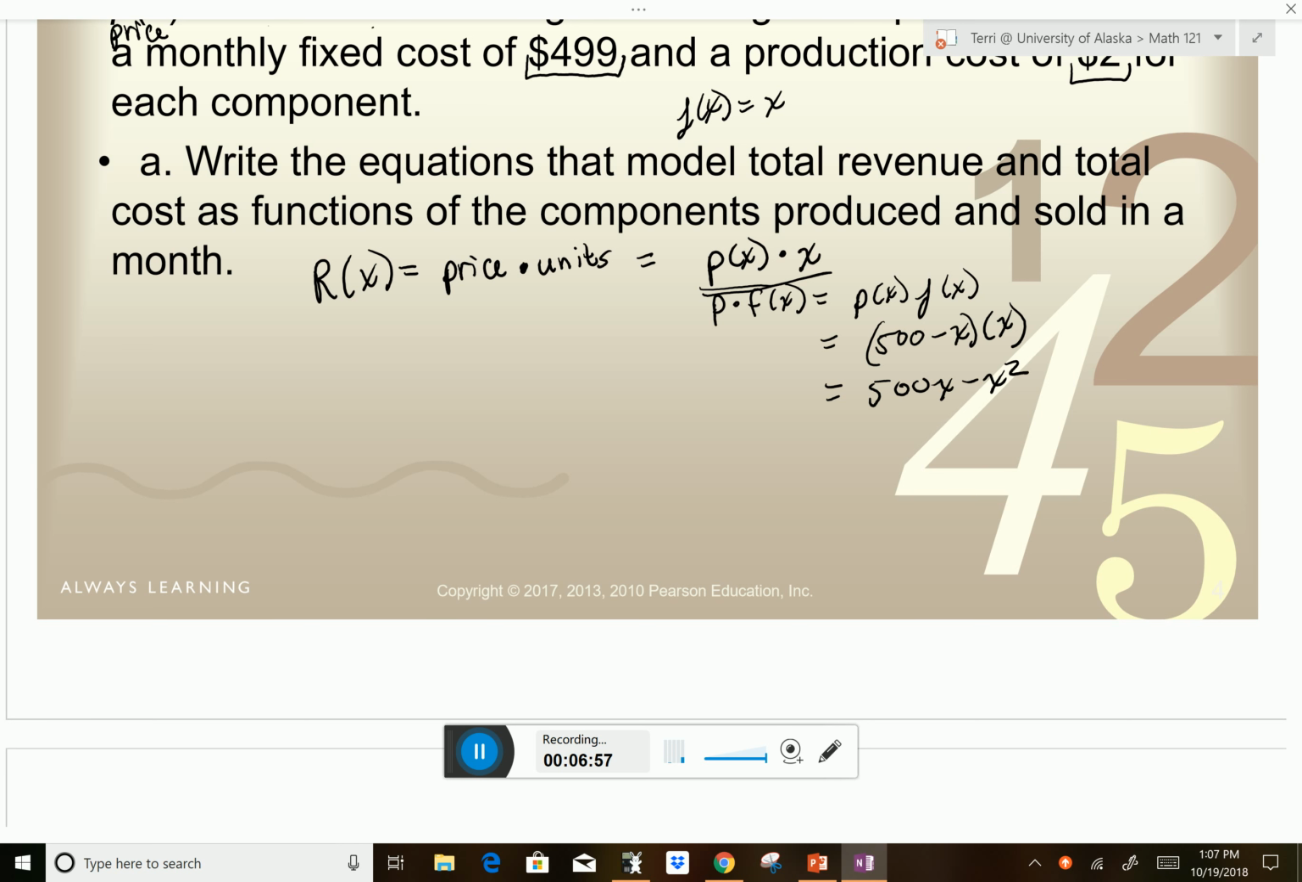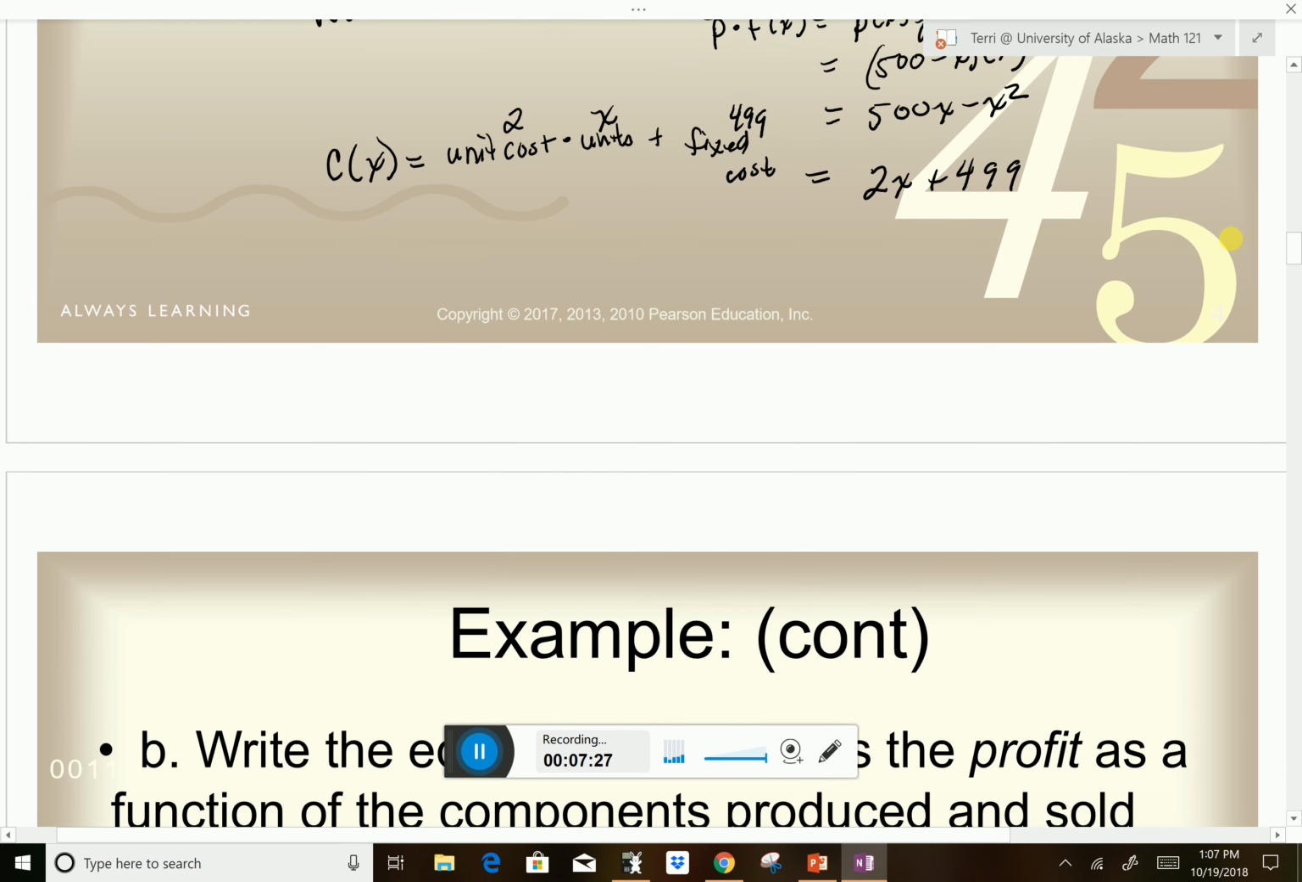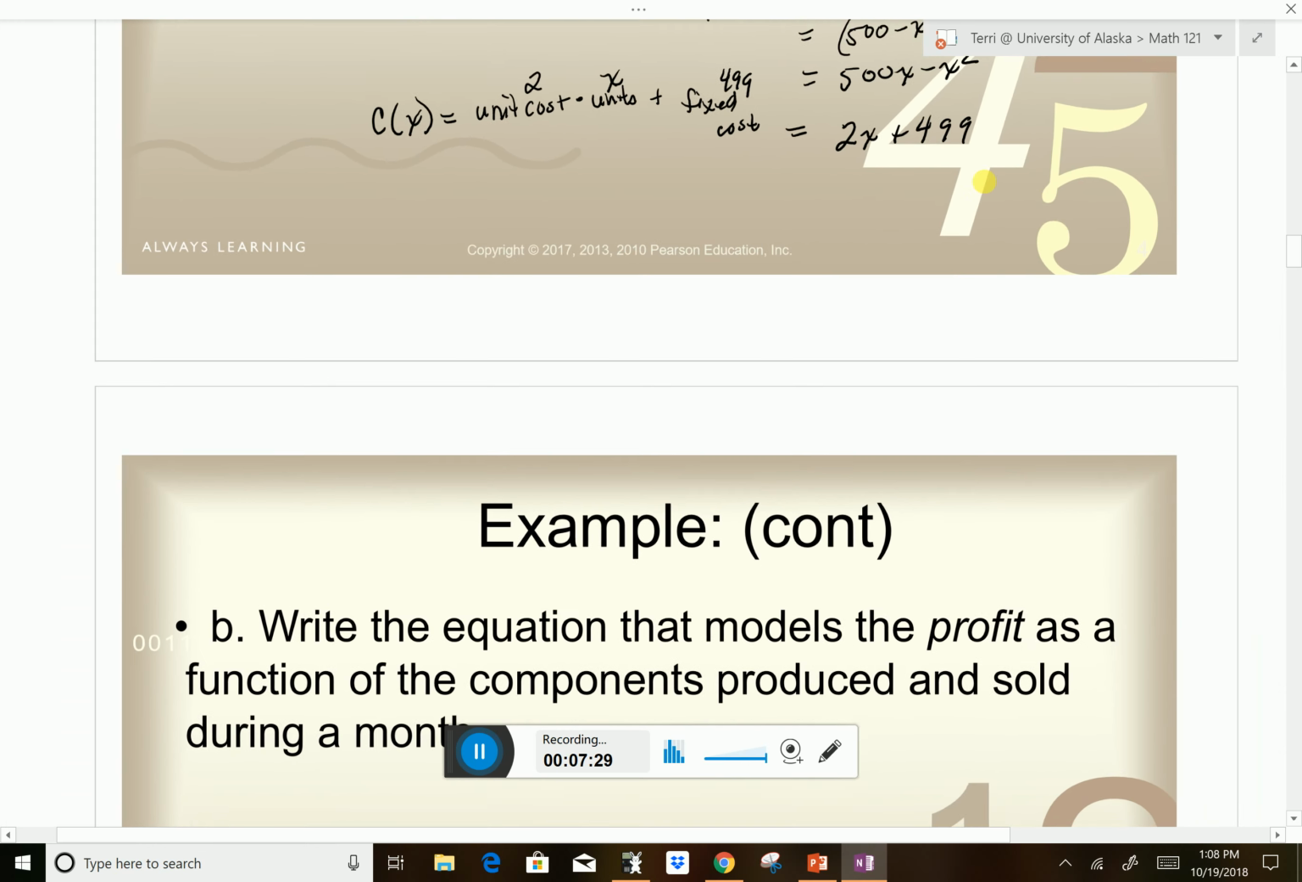So that's my revenue. Now my cost function, remember, our cost function is unit cost times units plus fixed costs. Units is x, unit cost is 2, fixed cost is $499. So this is equal to 2x plus 499. So let's look at the next part of this example.